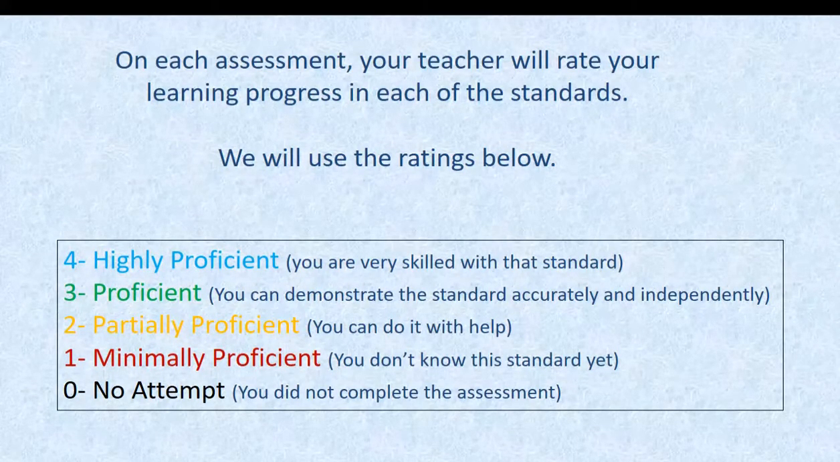Okay, so here's an example of the ratings that we will use. It goes all the way from 0 up to 4. The only way you can get a 0 is if you don't do the assessment at all. Like if you were absent and you didn't make up the test, or if you didn't submit the assignment, that would be a 0. Otherwise, you would get minimally proficient all the way up to highly proficient.